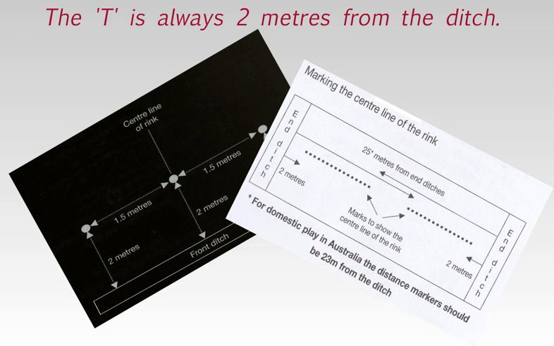Each end of the rink is marked with a tee, which is 2 metres from the ditch. If, during play, the jack goes outside the boundaries of the rink, it is often re-spotted on the tee.